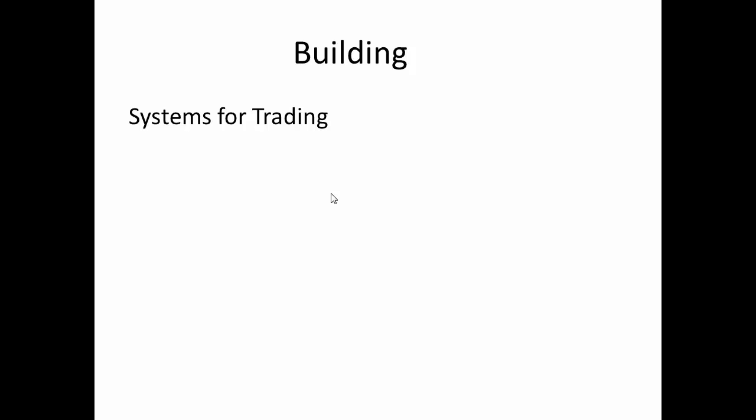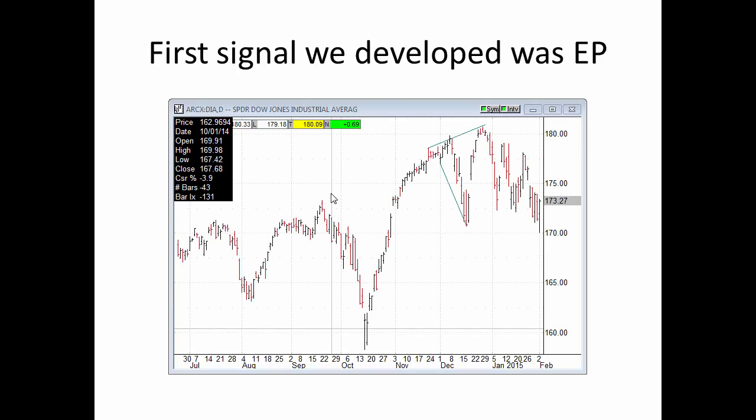Now we're going to talk about building systems. Let's take a look at things piece by piece when we build a system for trading. The first signal we developed was something called the EP, and this here is the S&P or the Dow Jones. If you remember, at the end of December, we put a post up on CNN saying, hey, look, for the month of January, the stock market is going down, and lo and behold, it did. And here it was, down she went, boom, boom, boom. Real nice.